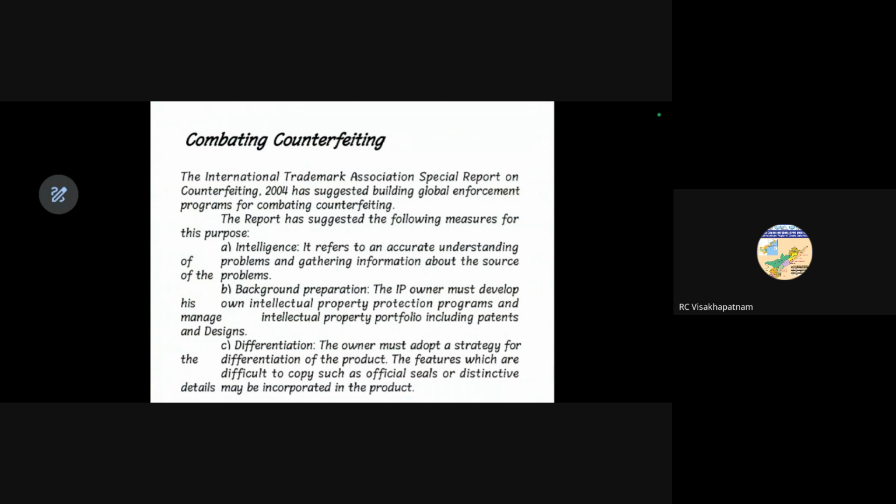So, what is this counterfeiting? Combating counterfeiting. The International Trademark Association gave a special report on counterfeiting in 2004. If you go to that report, it gives some measures to protect against counterfeiting, in the case of intelligence, in the case of background preparation, and in the case of differentiation. In these three fields, they give some guidelines on how to combat counterfeiting.